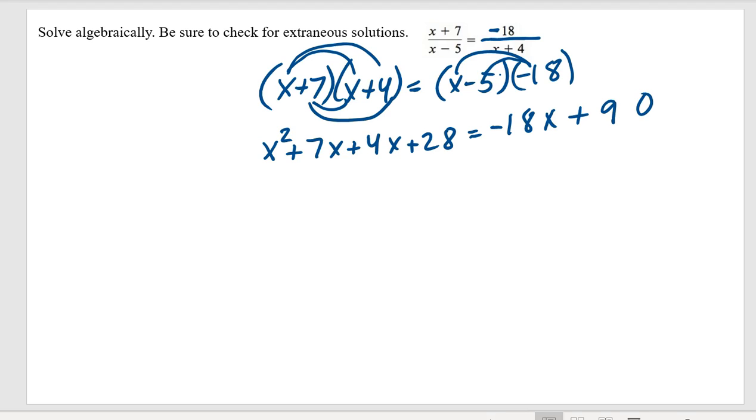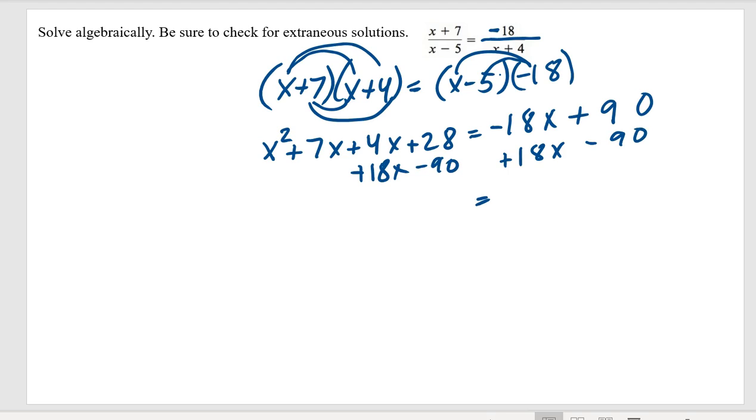Okay, now you can see this is going to be a quadratic, and I know that because the highest exponent is a 2. So I'm either going to use the quadratic formula or the zero factor property. I always start with the zero factor property, and if it's not factorable, then I use the quadratic formula. But both need to be set equal to 0. So I'm going to add 18x to both sides, and I'm going to subtract 90 from both sides.